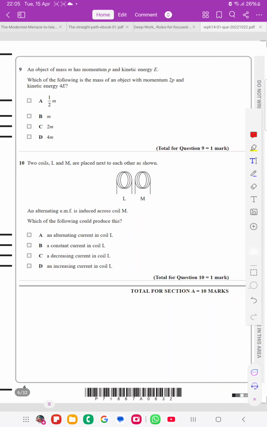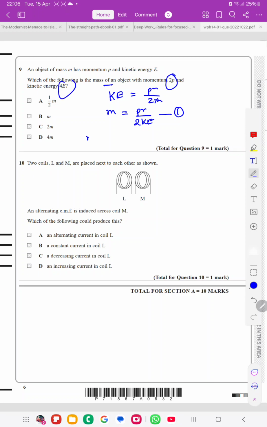Next one. An object of mass m has a momentum of p and kinetic energy E. Which of the following is the mass of an object with momentum 2p and energy 4E? Now we know that kinetic energy is equal to p squared by 2m. Since we are trying to find the mass of an object, we make the mass the subject, and we can write p squared is equal to 2mE. Suppose this is equation 1, and we are going to find the mass of an object with a changed momentum, which is 2p, and changed kinetic energy 4E.